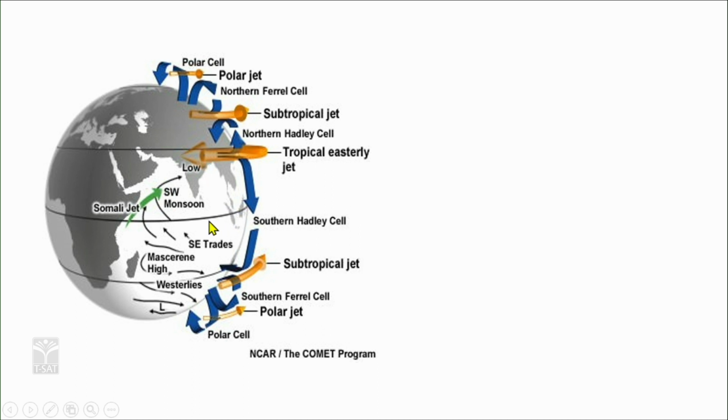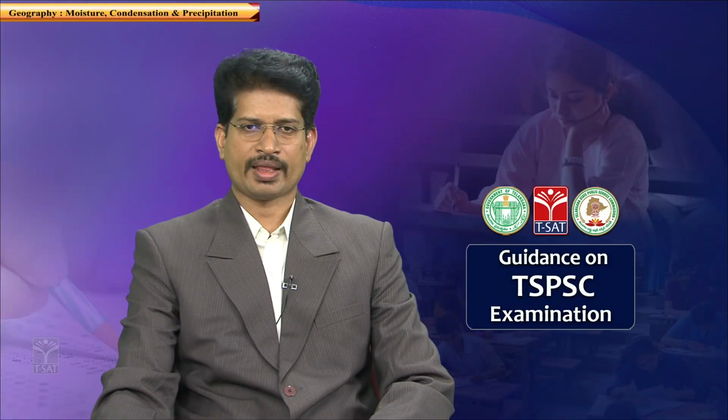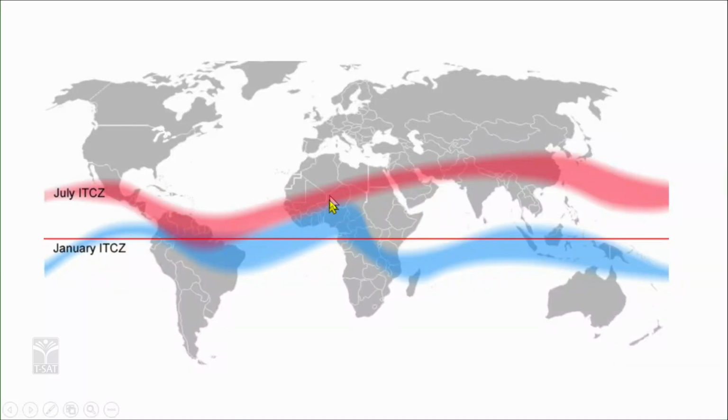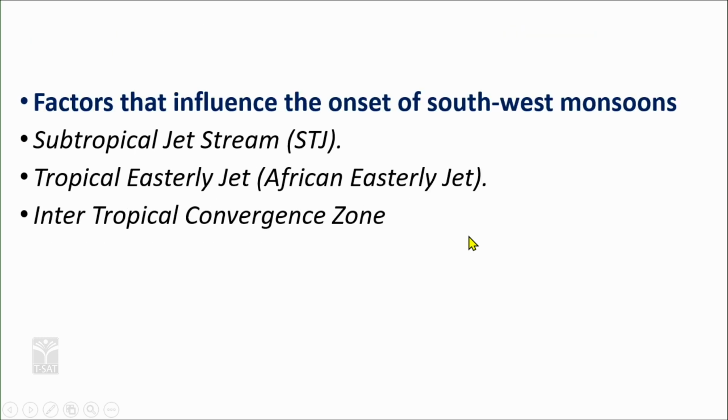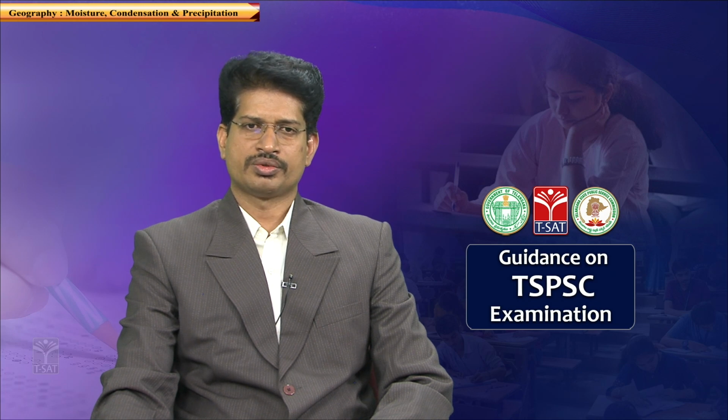Apart from the shift of the ITCZ, the low pressure trough created at the Tibetan Plateau further strengthens the monsoons, because the dominance of landmass creates more low pressure. The shift of the ITCZ, the red line, is shifted further north in the summer relative to the blue line of the ITCZ during the winter season. These are the apparent migrations.